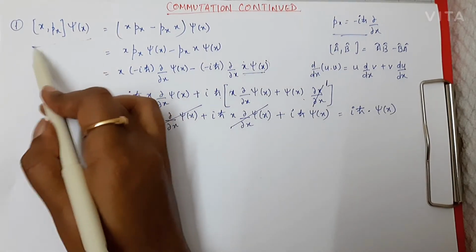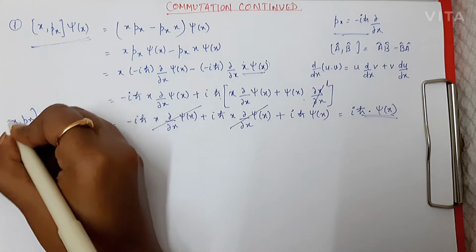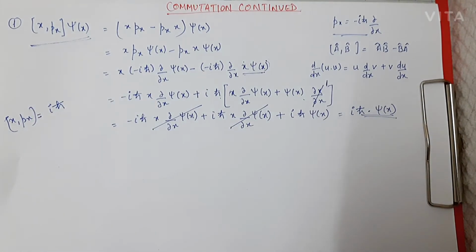Now if you compare this one and this one, what you're getting is the commutation for x and px equals iota h cross. This is the result which we are getting here.